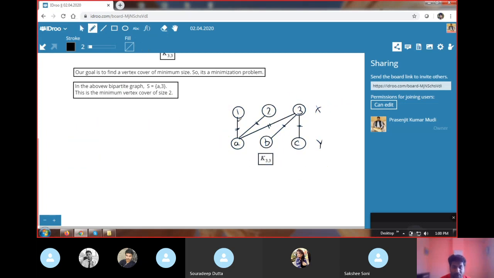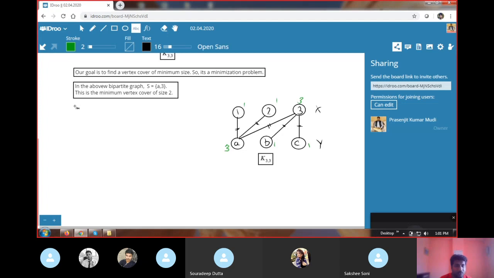Right, so the degree of A is in this case 3, the degree of B is 1, the degree of C is 1, the degree of vertex 3 is 3, the degree of 2 is 1, and the degree of 1 is 1. So you target first the vertex which has the maximum degree. Here it is A and the vertex 3, so you target them.